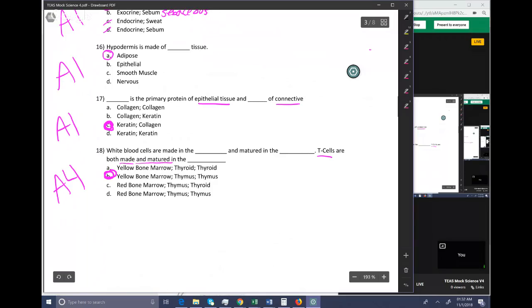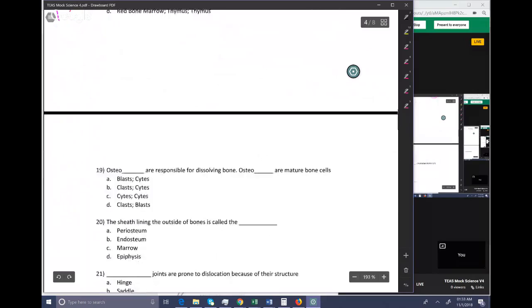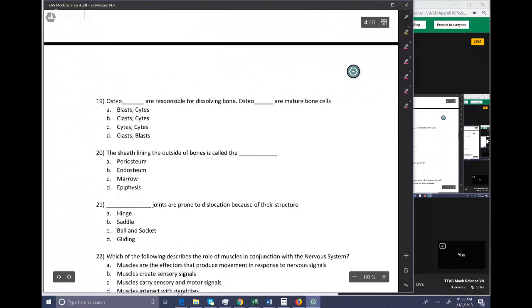White blood cells, lymphocytes, are made in the yellow bone marrow. However, they travel to the thymus where they mature. And then T cells are named T cells because they are made and matured in the thymus. So your second two answers are both thymus. Your first answer is yellow marrow. Again, you could have done that in any order depending on how the blanks stood out to you.